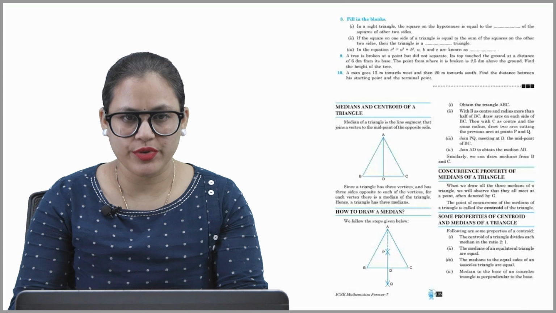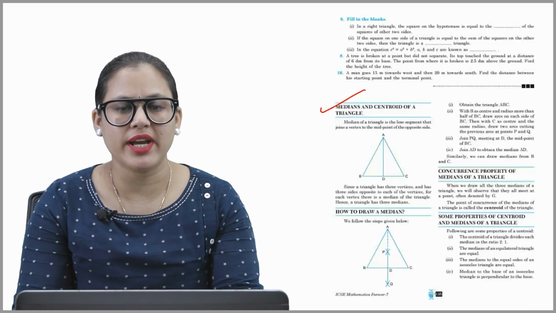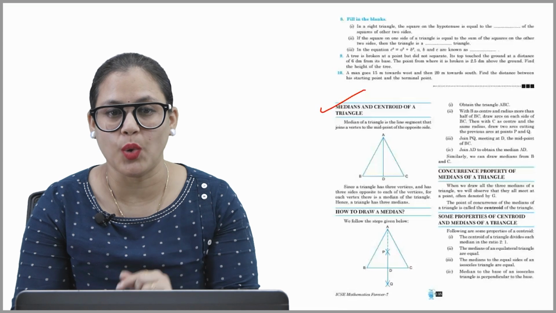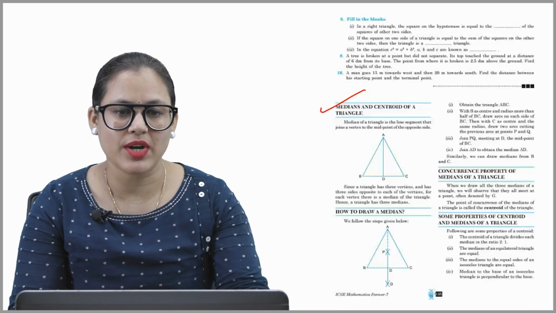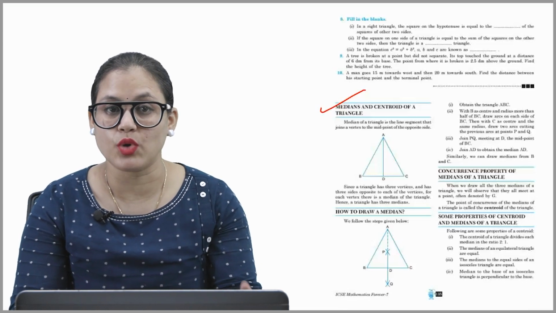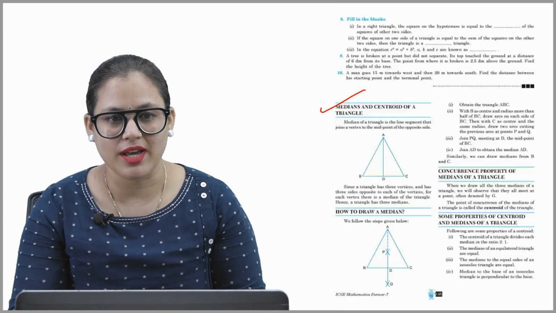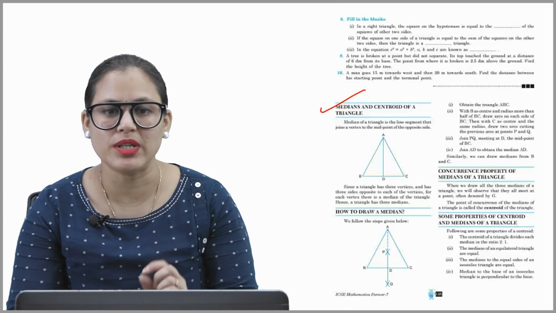Medians and centroid of a triangle. A median of a triangle is a line segment that joins a vertex to the midpoint of the opposite side. Since a triangle has 3 vertices and 3 sides opposite to each of the vertices, for each vertex there is a median of the triangle. Hence, a triangle has 3 medians.